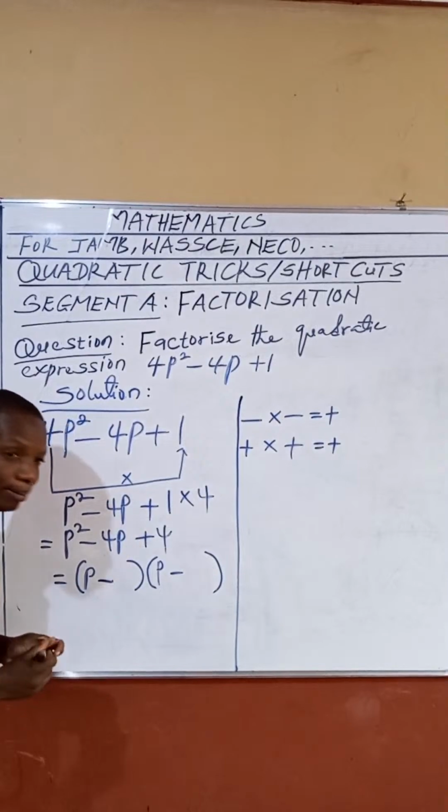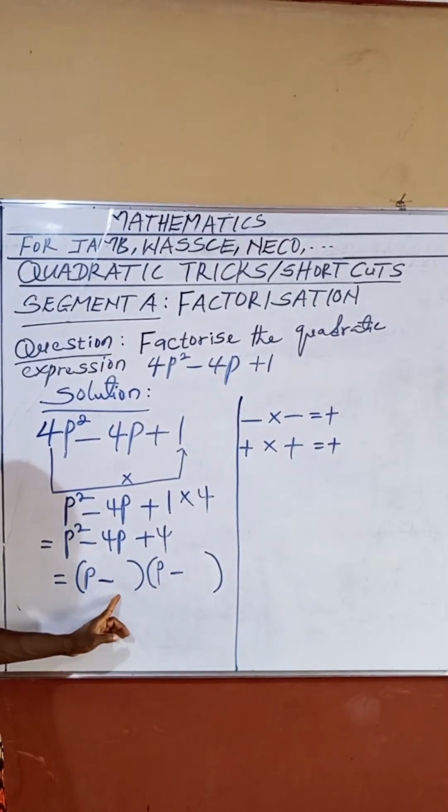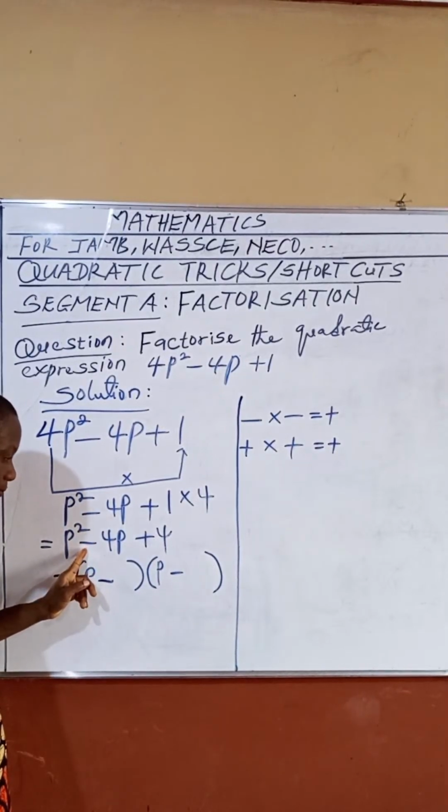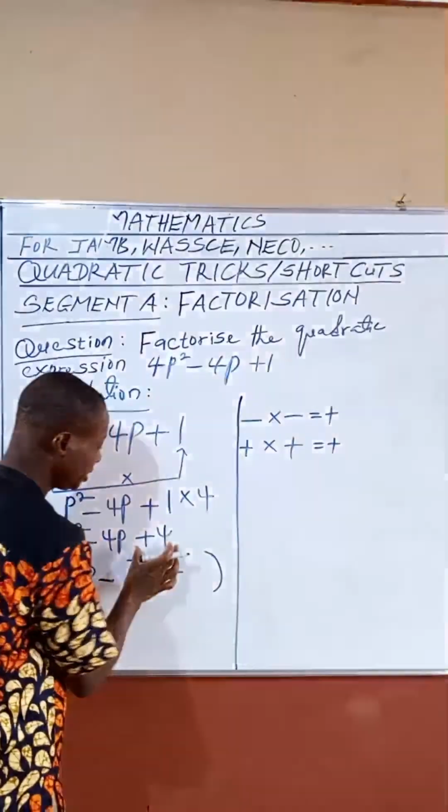But how do I know that they are minus and minus? I will come here. Look at it here. Because of this minus, you are going to put minus here and here. That's what will give us this. So now what are those two numbers? Remember, this is 4.